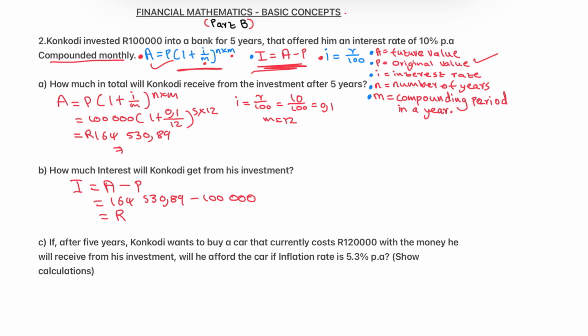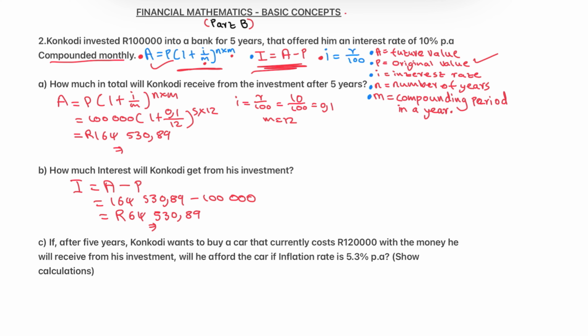It's just going to be 64,530 rand 89 cents. And that's going to be our answer. So basically, this person got 64,530 rand 89 cents as his interest. He invested 100,000 rand and got 64,530 rand 89 cents as interest on top of the money that he invested. And in total, in his bank account, he has 164,530 rand 89 cents. Does it make sense? That's easy, guys. Like, this is very easy, right?